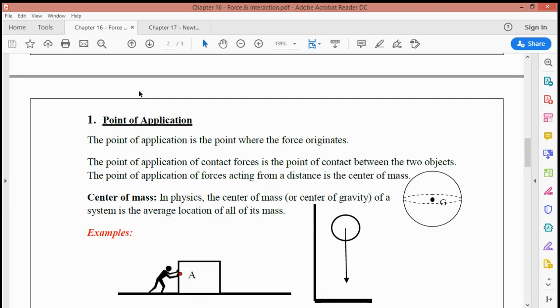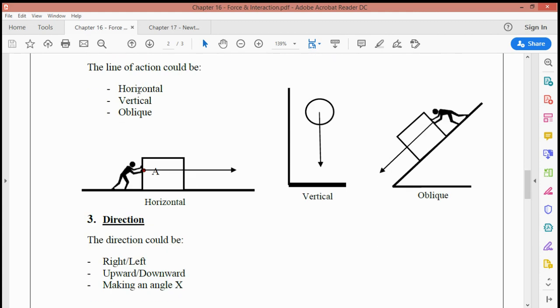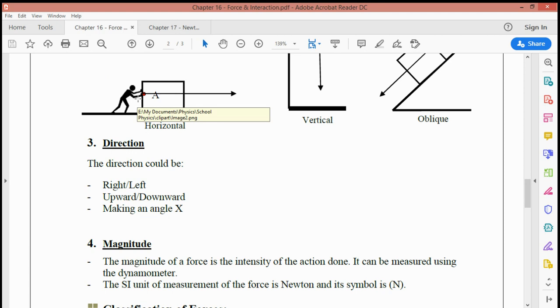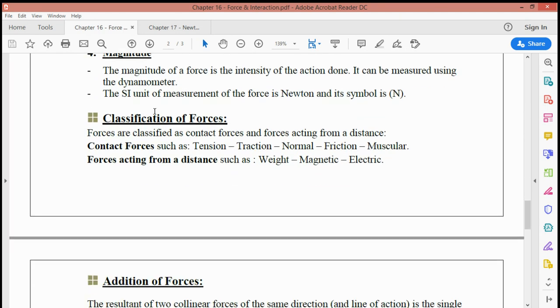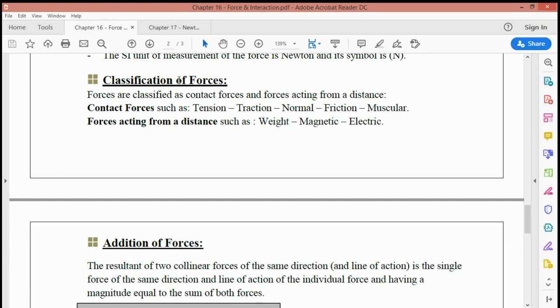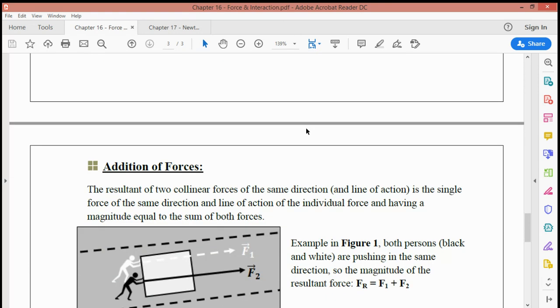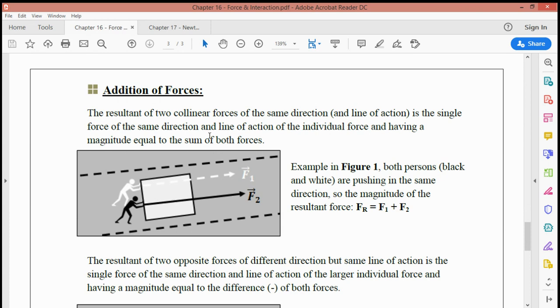We'll mention it later. As we talked about these four characteristics, now we can classify the forces as contact and forces acting from distance. This information is from last year. Now, the new thing is the addition of forces. If we have more than one force, let's say two forces, how can we calculate the resultant force?